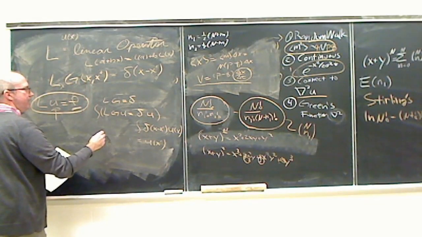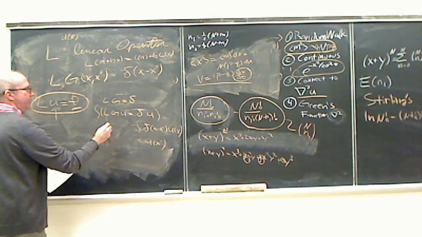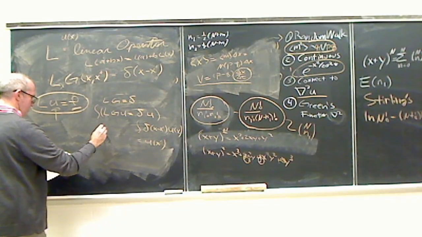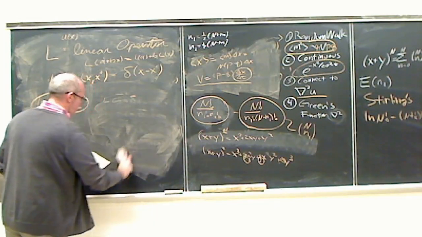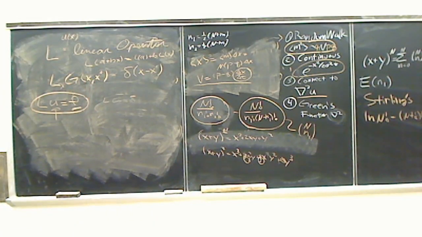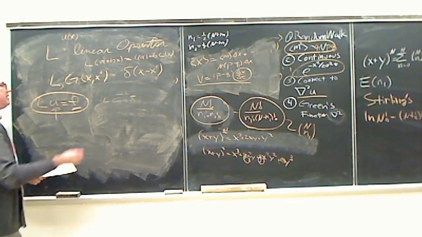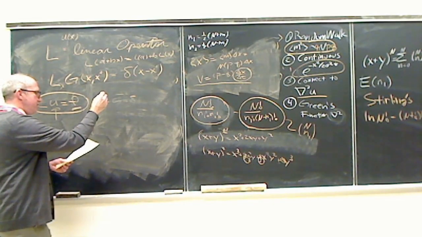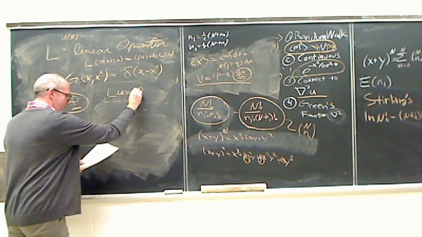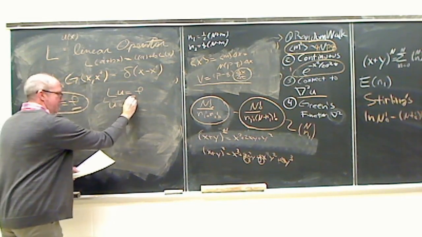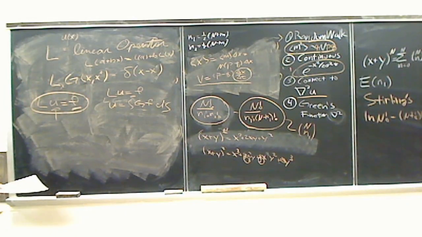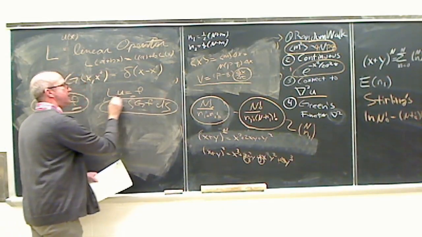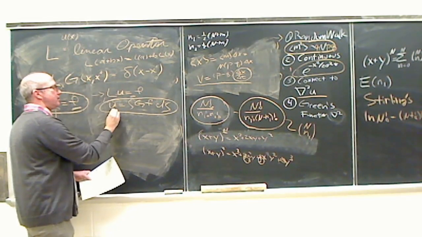And the left-hand side, sorry. Sometimes my flow sucks. L u equals f. So u equals the integral of G times f ds. So I can invert this with my Green's function.